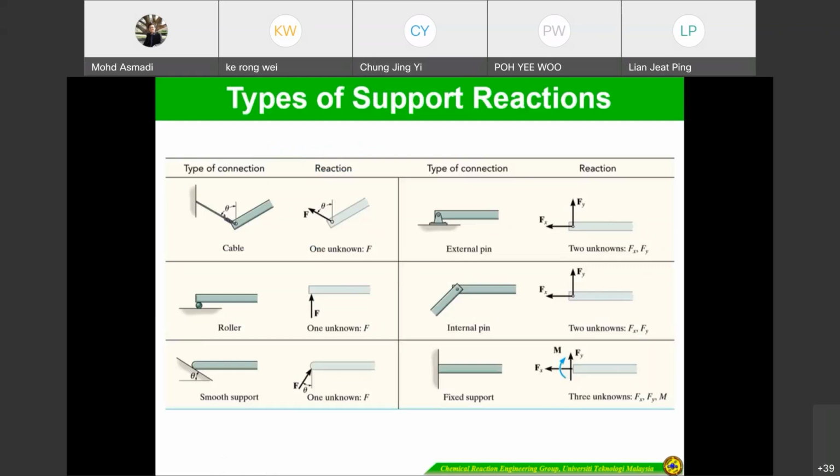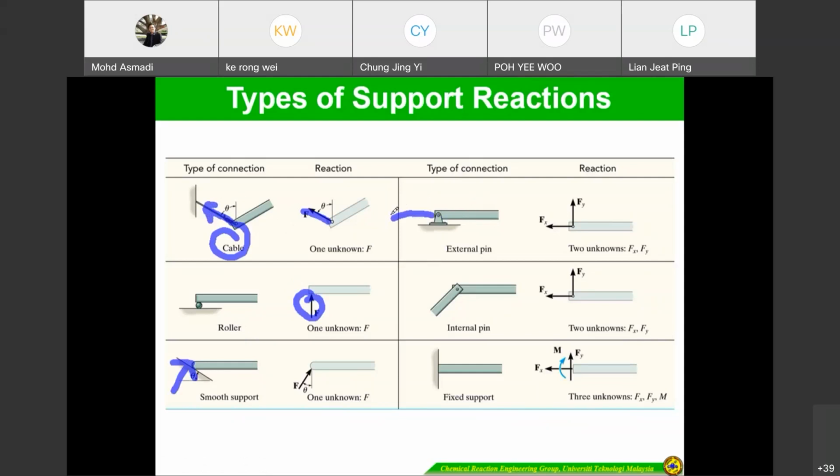So these are the types of support reactions. You have to know how to use these, especially if there is a roller here. What is the type of the support reaction? In terms of cables, there is only one direction. And this one is a smooth support. This one, of course, has two components, any direction actually is okay.